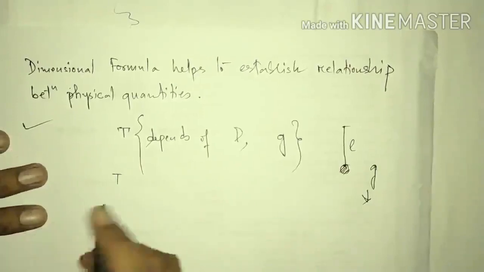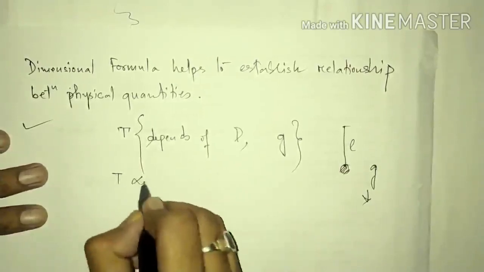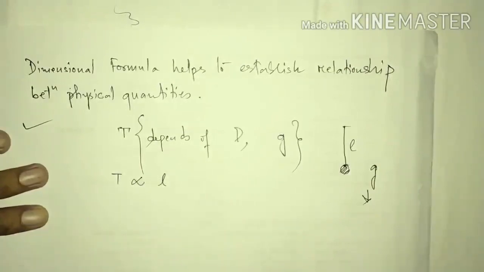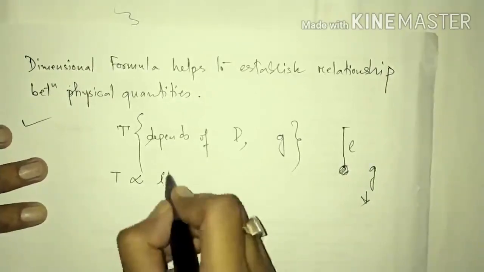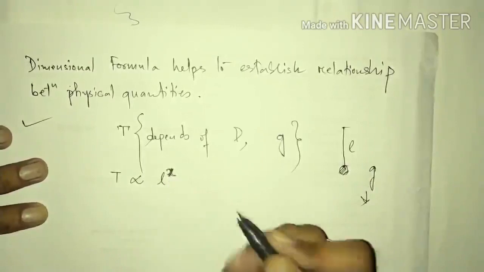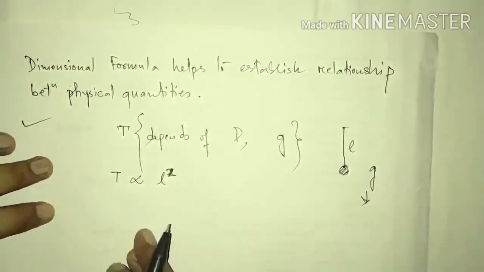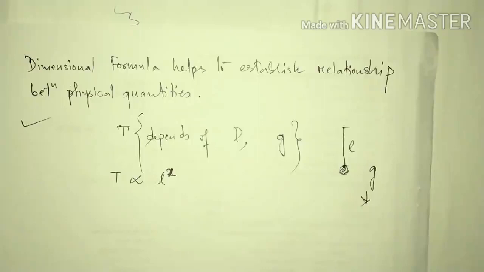So I have given you the idea that T depends on L. That means T is proportional to L, but I don't know which power of L. It may be L to the power 1, it may be L square, it may be 1 by L, it may be 1 by L square, it may be e to the power L. It can be anything. I don't know. So arbitrarily I am considering that the power is x, and I have to find out the value of x. It is just said that the time period depends on length, but by which factor I don't know, whether L or L square or L cube or L to the power 4 or root L. So arbitrarily I have considered that the time period depends on L by a factor L to the power x.